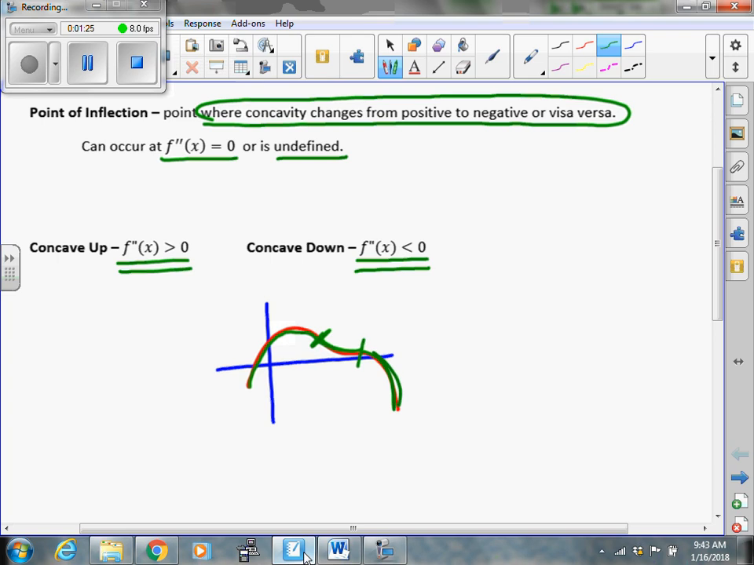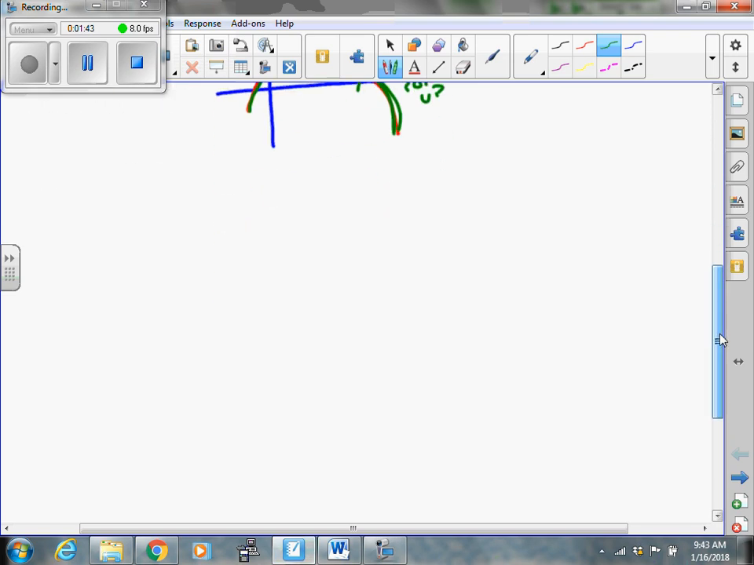Then right around here, it starts concaving down again. So you have three places where you have concavity: concave up, concave down, and concave up again. In order for us to determine those features, we need that double derivative. So let's start with the things that you'll see, the information they'll provide.